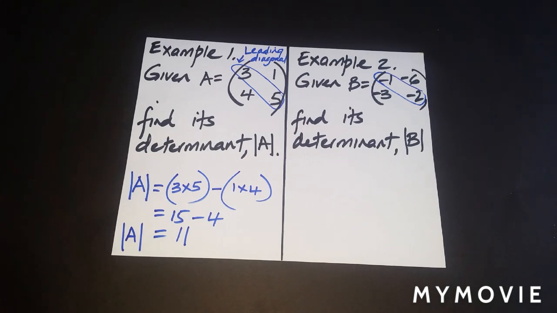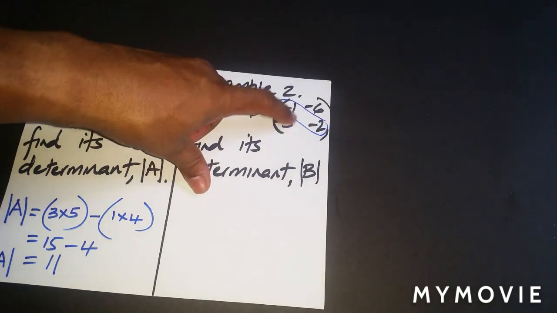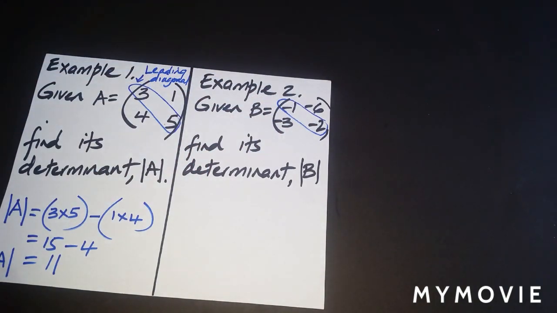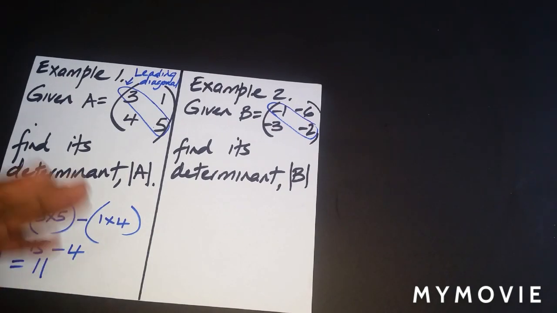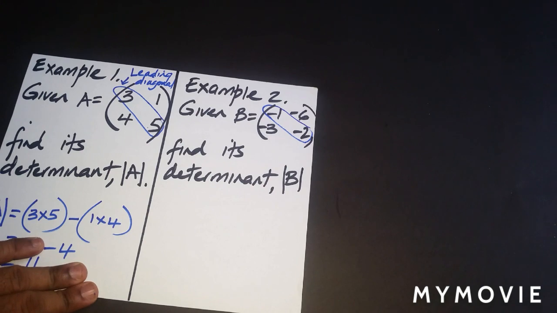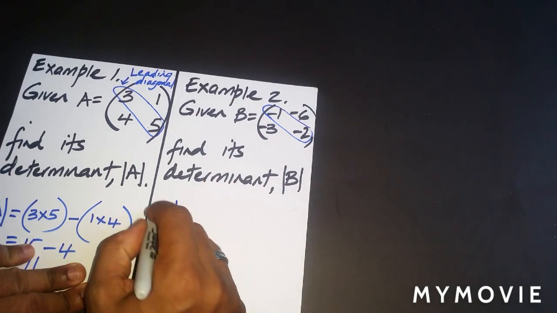As simple as that. But you can't make any mistakes now, and you have to be double careful when you see negative signs floating around, like in example 2. So let's look at this one. Given matrix B is such, again, only dealing with 2 by 2 matrices, and we're asked to find the determinant, which is denoted this way. So we're going to just do that now.